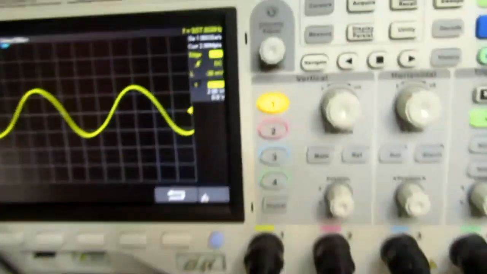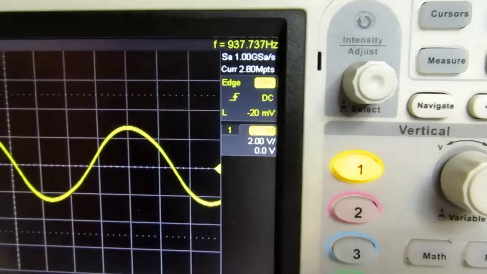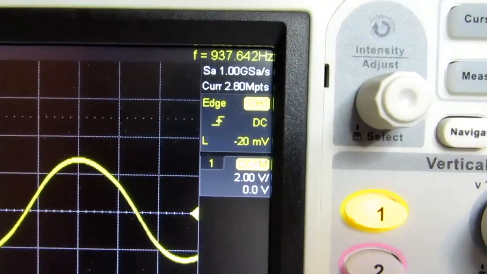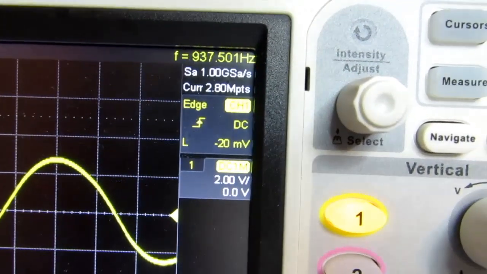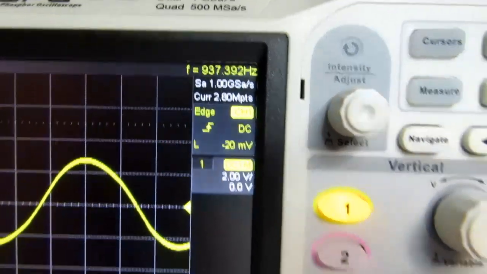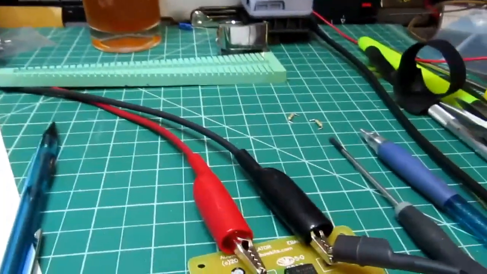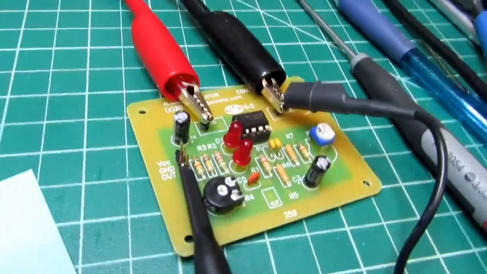Slapping it on the DSO here, it's coming out as 937 hertz. So in the ballpark, much closer to the 1 kilohertz I wanted. Probably not worth tweaking beyond this point.